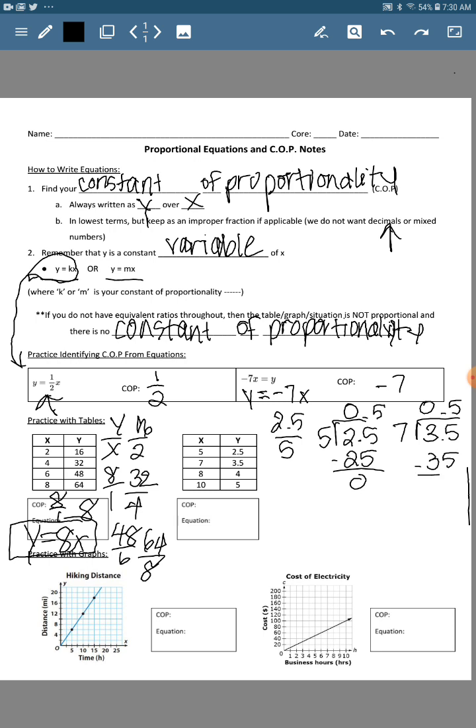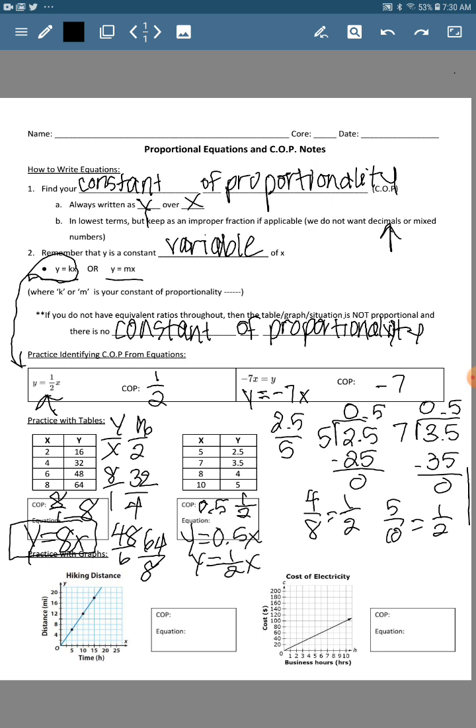It's the same thing for my second ratio. So if you look there, I also get 0.5. And then my third ratio is 4 over 8, which is equal to 1/2. And my fourth ratio is 5 over 10, which is equal to 1/2. So your constant of proportionality is 0.5 or 1/2. So your equation is y equals 0.5x or y equals 1/2 x. Either one will be accepted.